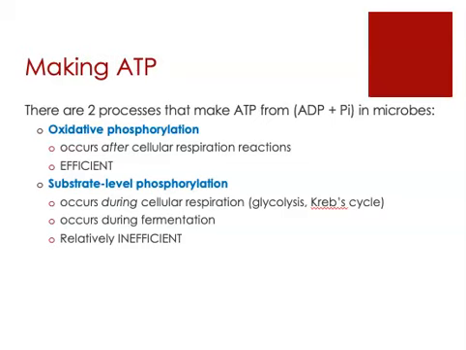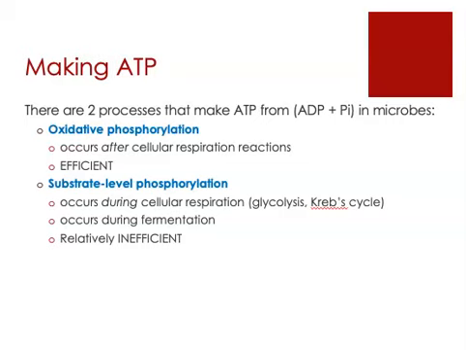Remember that there are two very different processes that make ATP from ADP plus a phosphate group in microbial cells and other kinds of cells. There's this process called oxidative phosphorylation, where the phosphate group is being added on to the ADP molecule to make ATP using that really critical enzyme called ATP synthase found in the cell membrane. Remember, oxidative phosphorylation occurs after cellular respiration, and it's very efficient. For each mole of simple sugar, you get between 30 and about 36 molecules of ATP made.